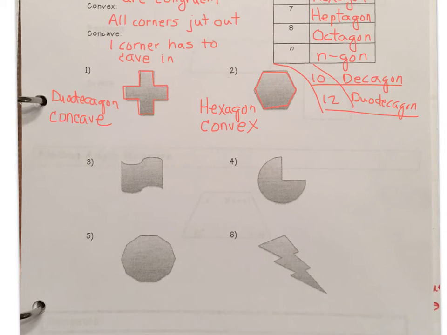Alright, number 3. This is not a polygon because it has curves. Polygons have straight sides, only straight sides, no curves. So this is not a polygon. Number 4 is not a polygon because it curves. No curves allowed.